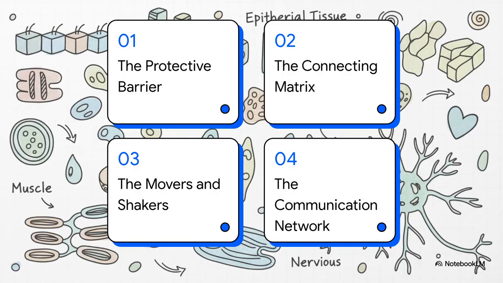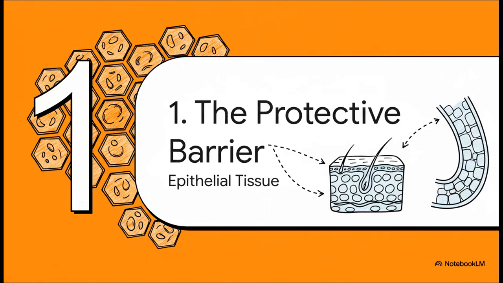Okay, so here's our game plan. We're going to break it down into those four major types. We've got the protective barrier, the connecting matrix, the movers and shakers, and finally, the communication network that runs the whole show. All right, let's jump right into our first one, the protective barrier.